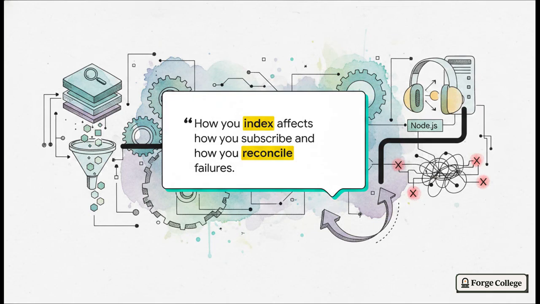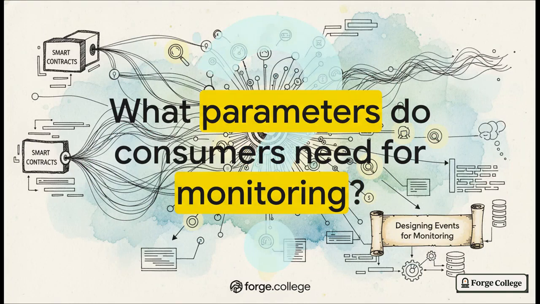Let's tie this all back to where we started. How you index affects how you subscribe and how you reconcile failures. Event design and off-chain listening are intrinsically linked. The filters you established in your smart contract, deciding what data was indexed and what wasn't back in our last lesson, directly dictate the efficiency, speed, and cost of this Node.js listener we just built. If you index poorly on-chain, your off-chain listener literally has to work twice as hard. So keep that in mind.